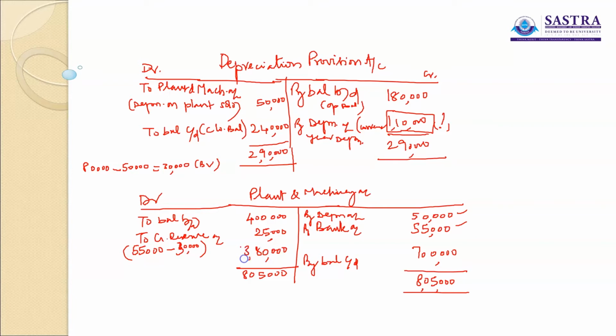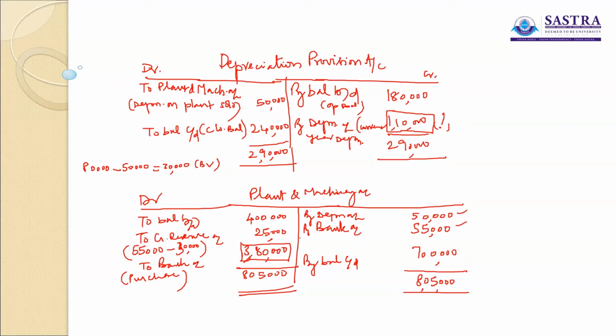So 3,80,000 balance comes on the debit side, should be taken as through bank account, purchase of plant. So to the extent of 3,80,000, a new plant or machinery was purchased during the year.